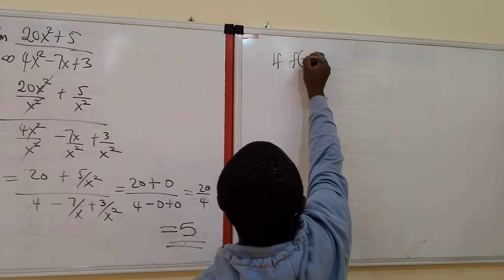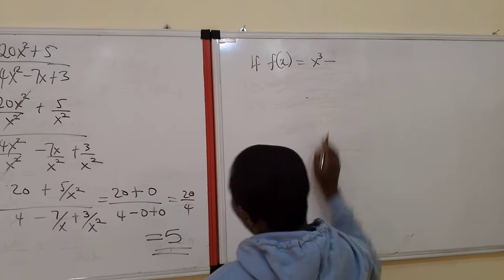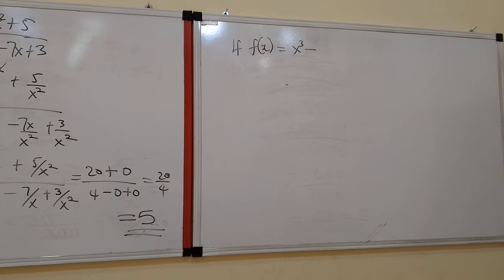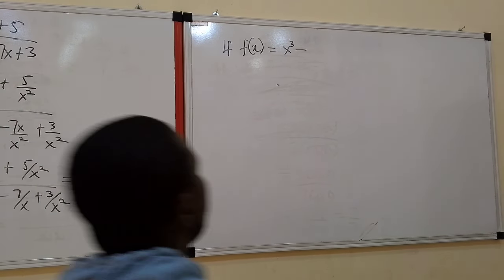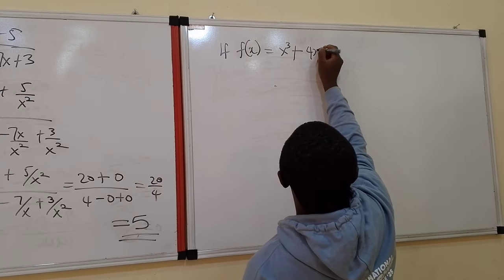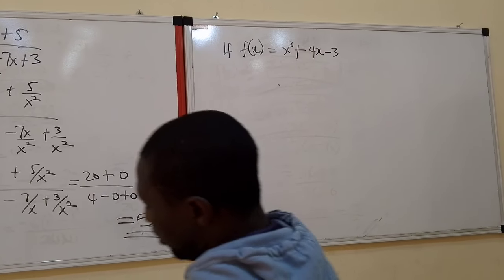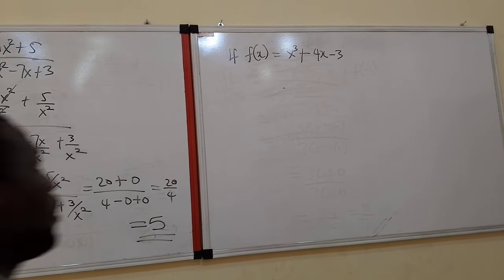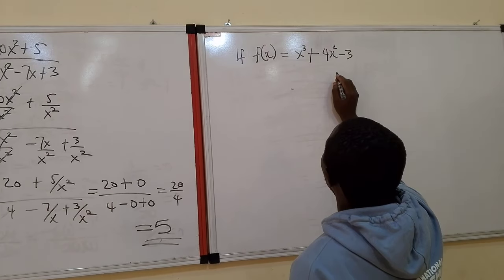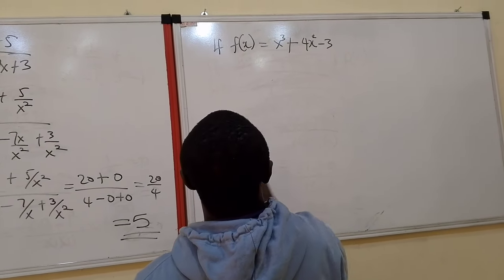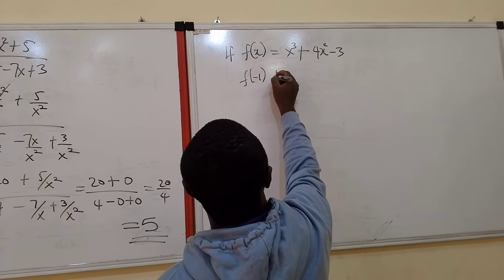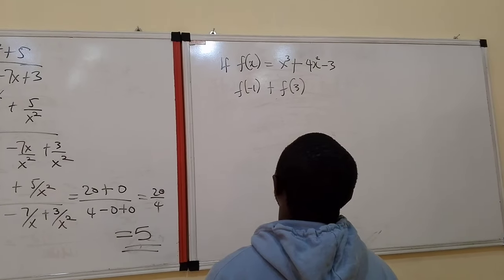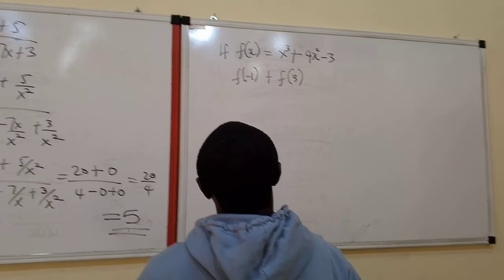If f of x is equal to x raised to the power 3 plus 4x squared minus 3, determine, look for f of minus 1 plus f of 3. Very simple question. We are looking for f of minus 1 plus f of 3.